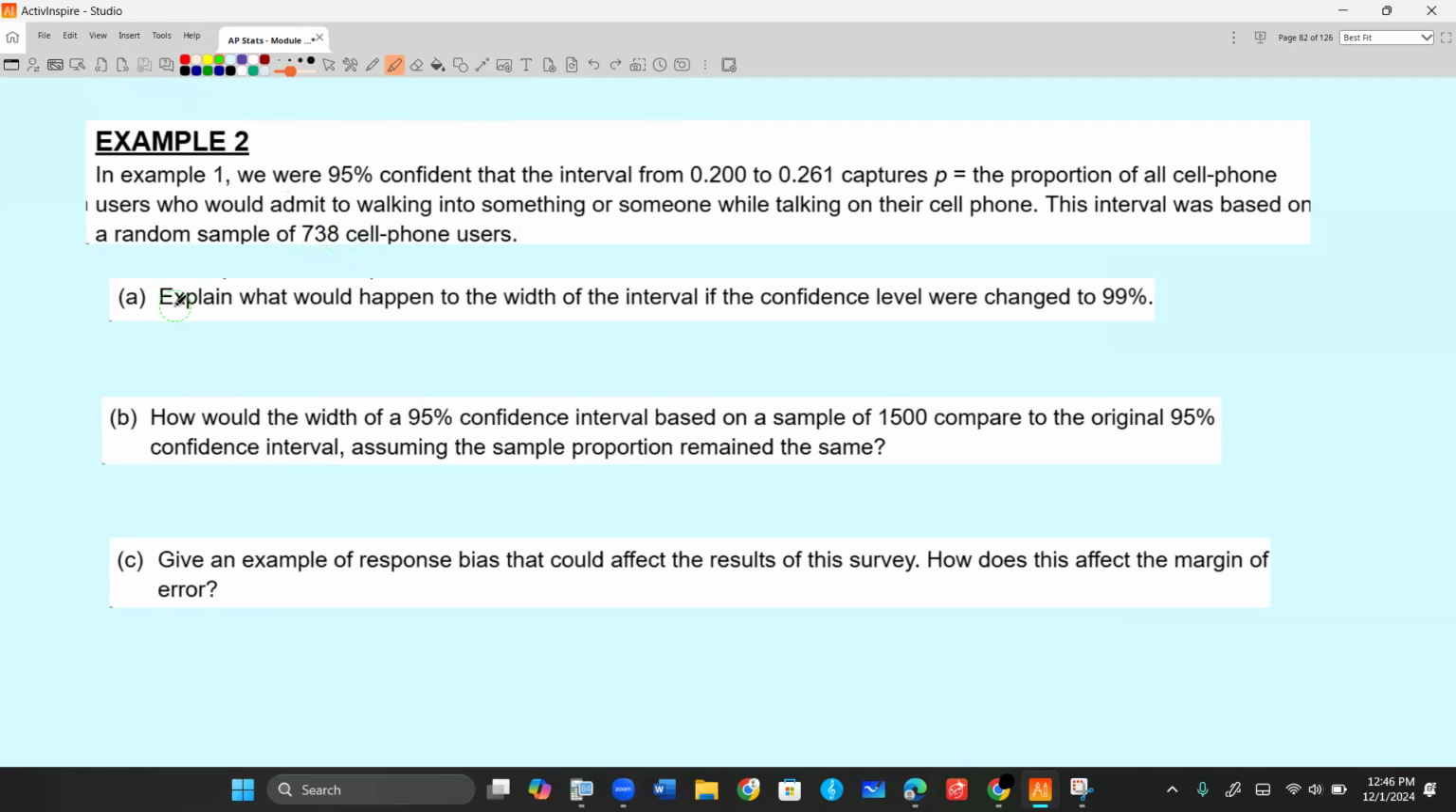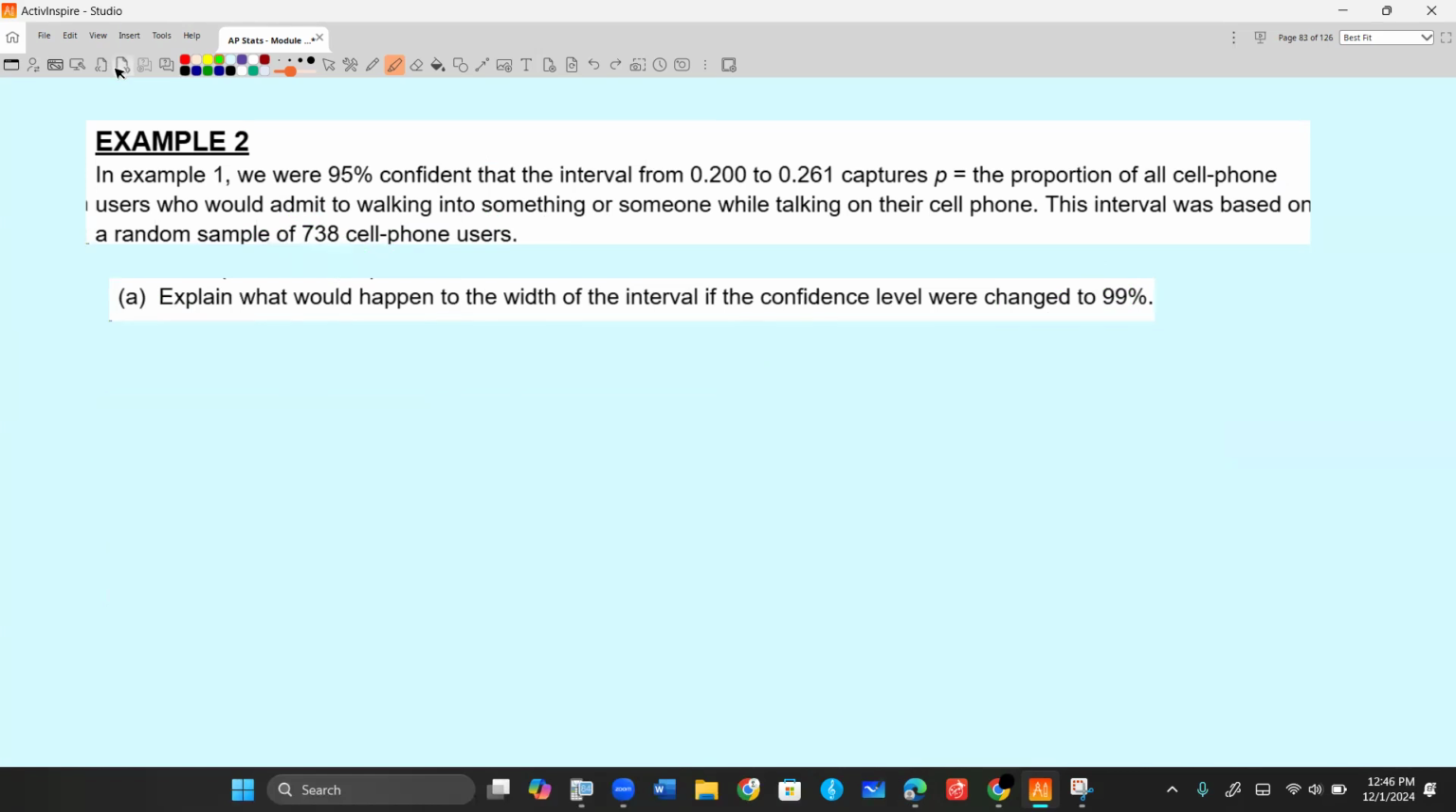Part A: explain what would happen to the width of the interval if the confidence level were changed to 99%. Part B: how would the width of the 95% confidence interval based on a sample of 1,500 compare to the original sample, which only had 738? And part C: give an example of response bias that could affect the results of the survey. How does this affect the margin of error?